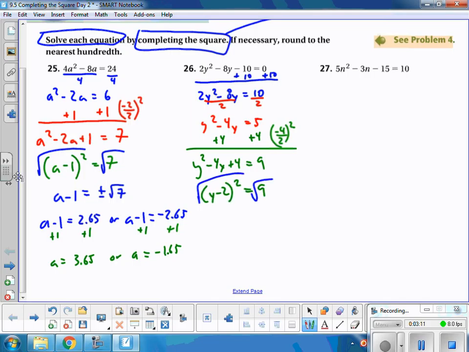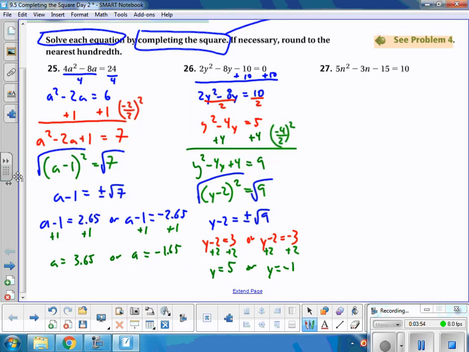Let's continue with my solution. Square root everything, so I get y minus 2 equals plus or minus the square root of 9. The square root of 9 is 3, so my two equations are y minus 2 equals 3, or y minus 2 equals negative 3. If I add 2 to both sides, I end up with y equaling 5, or y equaling negative 1. The answer for that one would be negative 1 or 5.